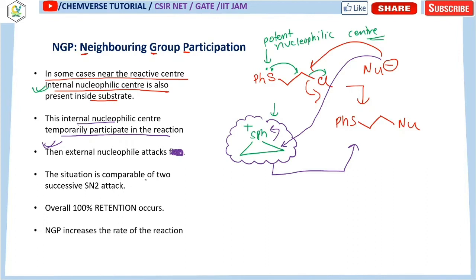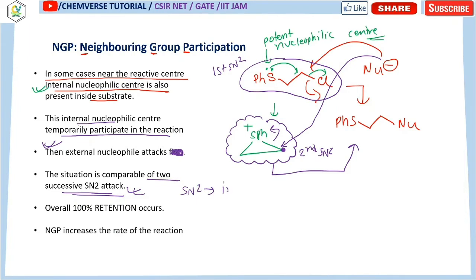The situation is comparable to two successive SN2 attacks. Look at this. If you consider this attack, this is the first SN2 attack, and this one is the second SN2 attack, which is occurring in this center. So the same center has two successive SN2 attacks, and that is why the first SN2 attack will give you the inversion, and the second SN2 attack will give you the retention. So over here you are getting the 100% retention product.